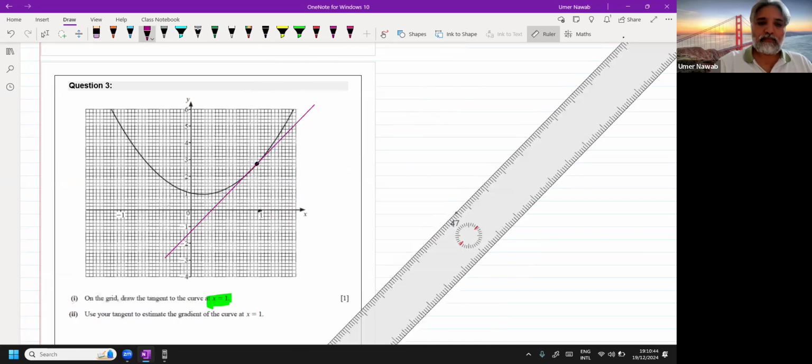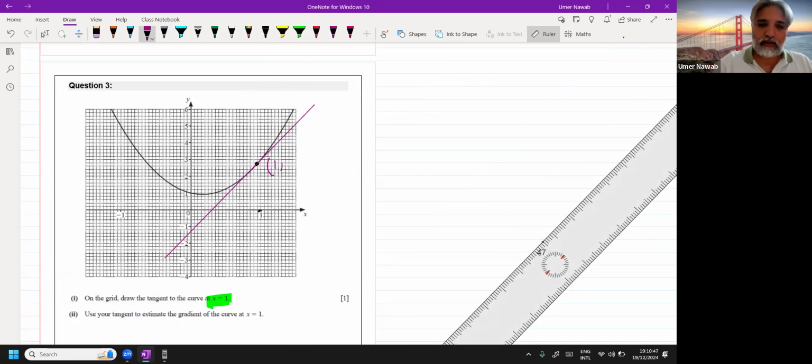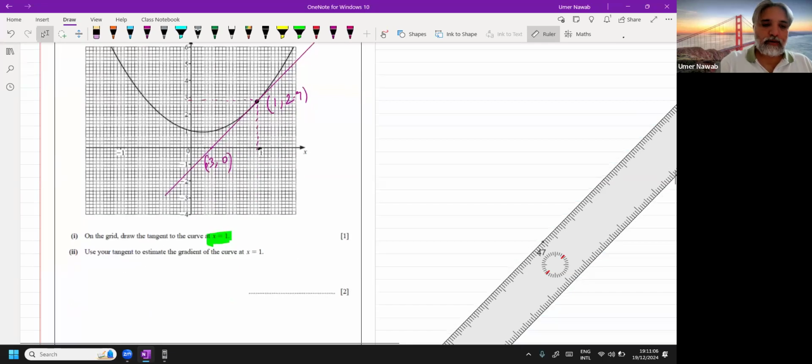Here you go. So this point is (1, 2.9). And this is what? 1, 2, 3. So it's 0.3 comma 0. So y2 minus y1 over x2 minus x1: 2.9 minus 0 over 1 minus 0.3. And after simplification, I'm going to get 5. Okay.